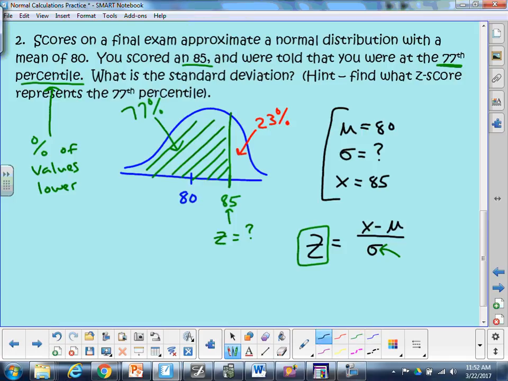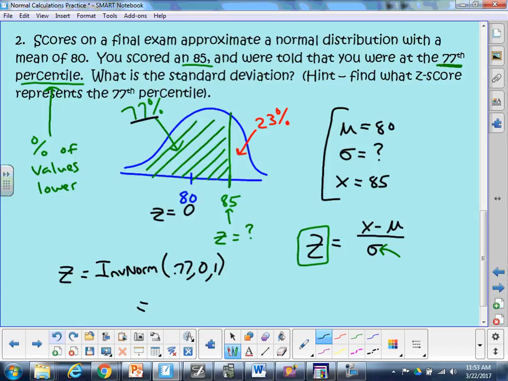So the idea is you can use an inverse norm. Let's say we treat 80 as really a z of 0, right? It's the mean. The mean z-score is always 0. So what I'm going to do is use inverse norm, and I know the area below. So the z-score for a score of 85, I want to write that there. The z-score will be an inverse norm. The area below the value is 77%. Now the trick, since we're thinking about z-scores, is the mean is 0, the standard deviation is 1.